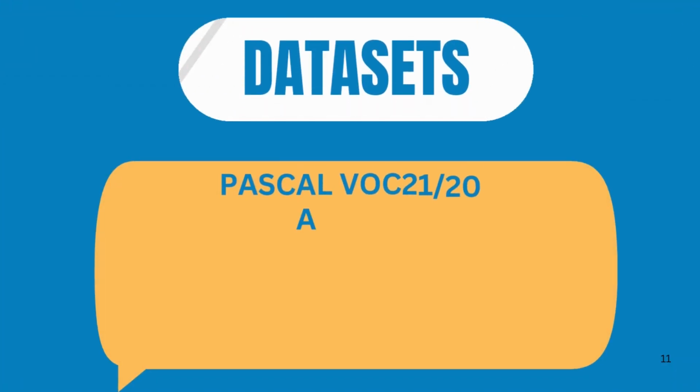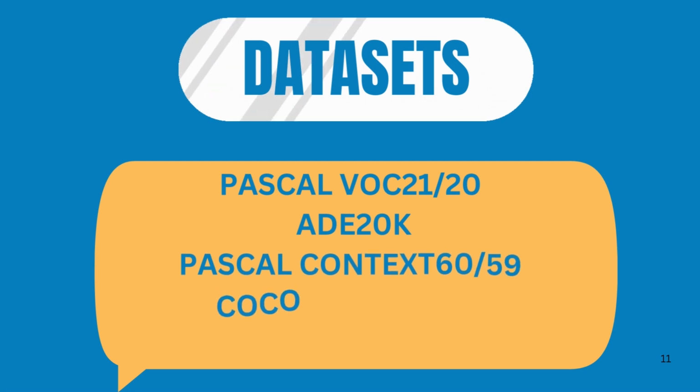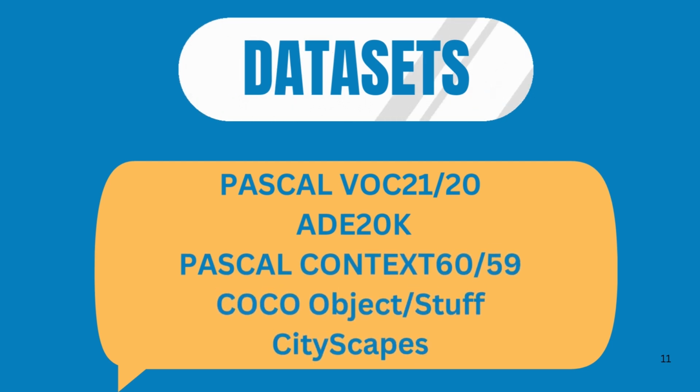There are different datasets used for semantic segmentation. They are Pascal VOC 21 or 20, ADE20K, Pascal Context 60 or 59, COCO-Stuff, and Cityscapes.